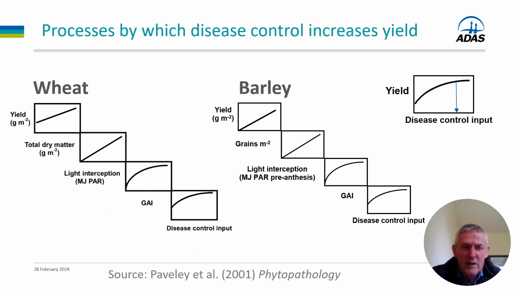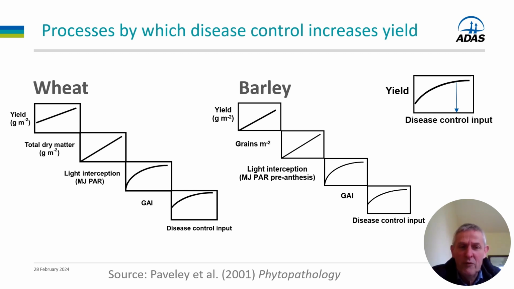So if we look at the series of charts on the left hand side for wheat, and we start at the bottom right. Along the bottom there we have the amount of disease control input that's made to the crop. Now that can be any type of disease control input. It could be the number of disease resistance genes that a plant breeder puts into a variety. It could be the amount of fungicide treatment that's applied, or it could be any number of integrated control measures.